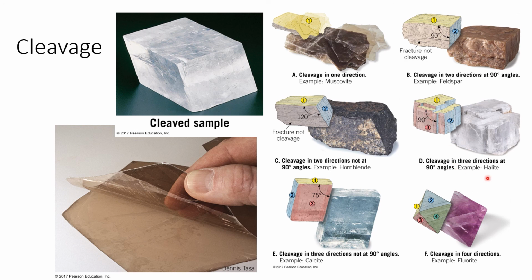And this is halite. And then when you have three directions not at 90 degrees, such as calcite, where it's at 75 and it looks almost like a rhombohedron, and we can see that here. And then we have four-directional cleavage, which is what we see in fluorite. It's also what we see in a lot of cubic minerals, such as pyrite.